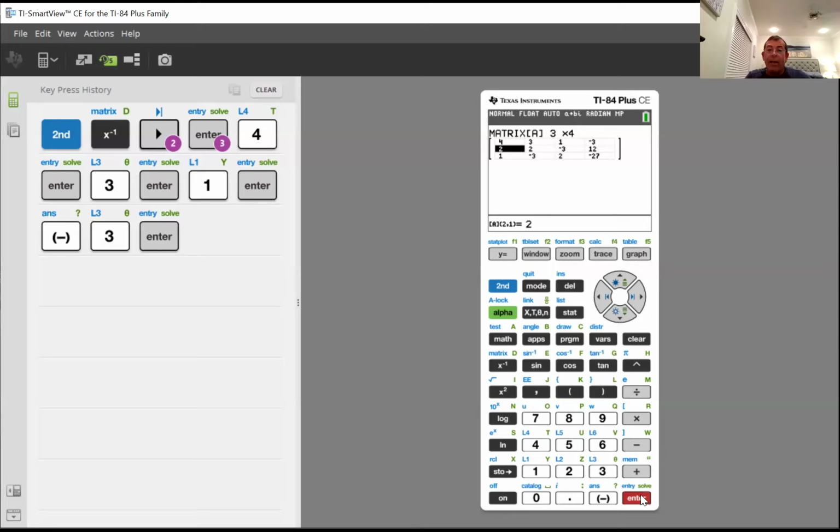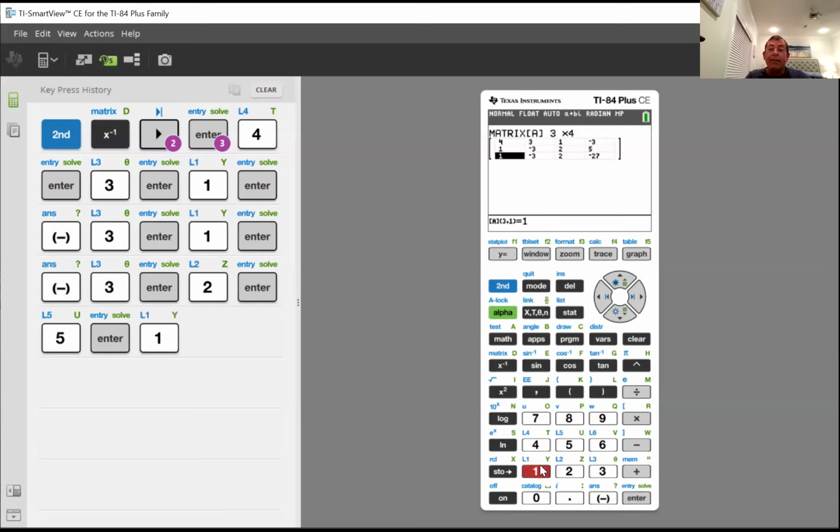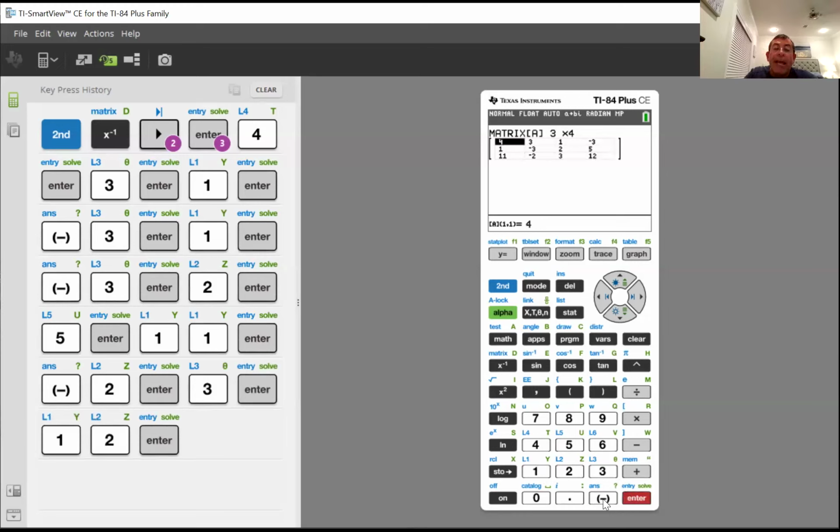I'm on my second row now. I had 1 for the x, -3 for the y, 2 for the z, and then a 5 for that answer. Now, my last row I had 11 for the x, -2 for the y, 3 for the z, and that one had a 12 for the answer. Y'all notice I'm using this negative down here in the parentheses for my negative numbers, not that subtraction.